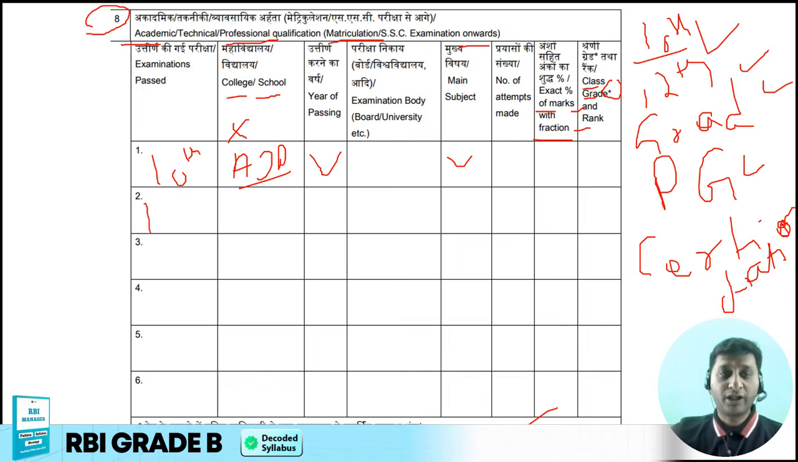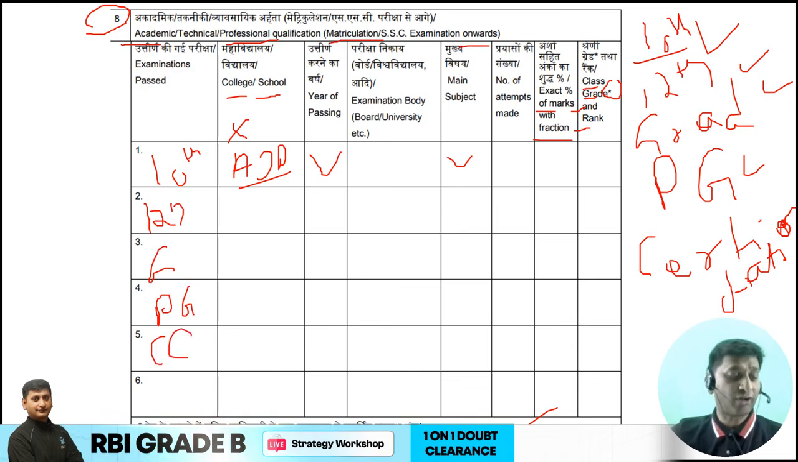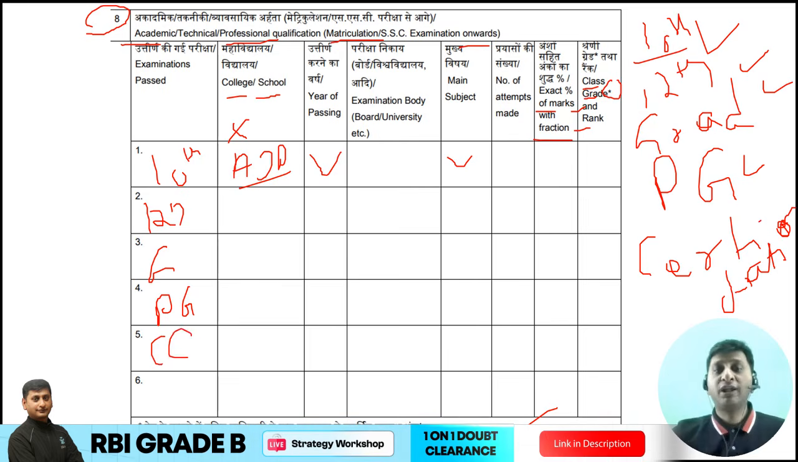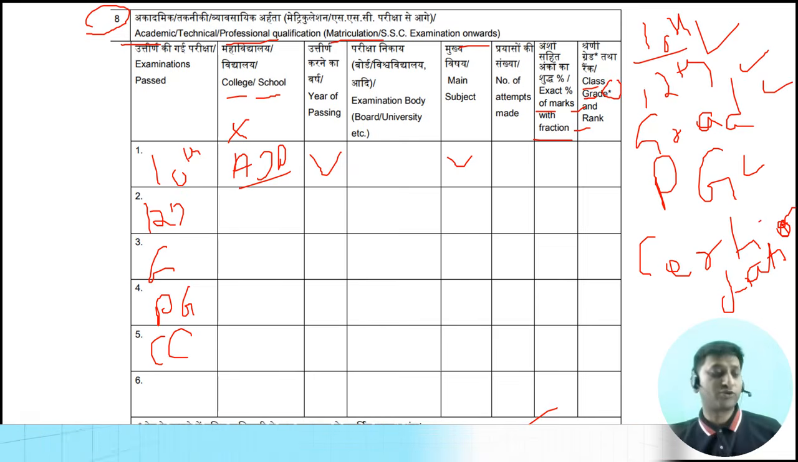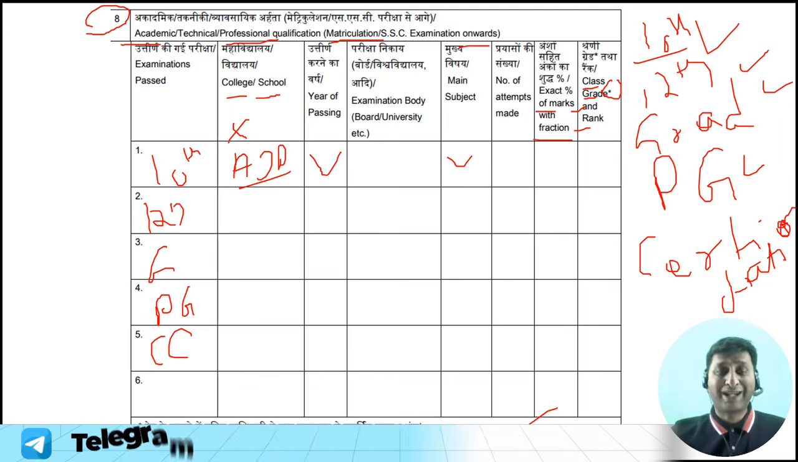Then you similarly write about 12th. Then you write about graduation, your post graduation if you have any, and then you can write about your certification courses if you have. And again, particularly if they are a bit longer of 6 months, 1 year or so, right? That is only, I would say, a professional qualification then. So that's about point number 8.